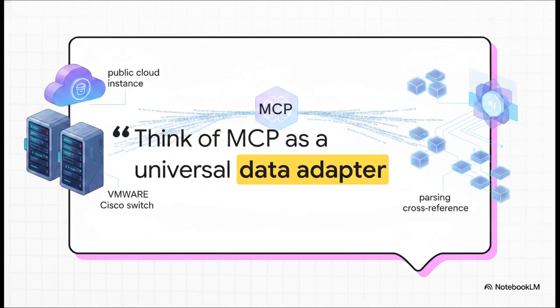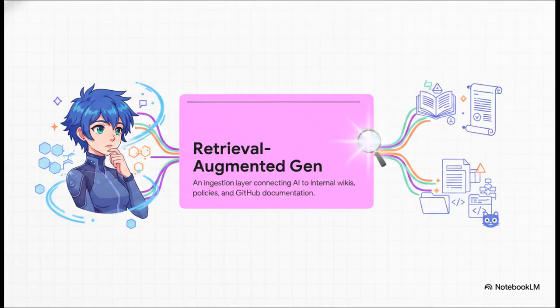Now, what's really interesting about this slide is this concept of a universal data adapter. Whether the AI is querying a VMware vCenter, a Cisco switch, or a public cloud instance, this MCP adapter translates those raw asset configurations into a structured format. This means the AI can seamlessly parse, cross-reference, and compare data completely regardless of which vendor's equipment it's actually looking at. But here's the thing.